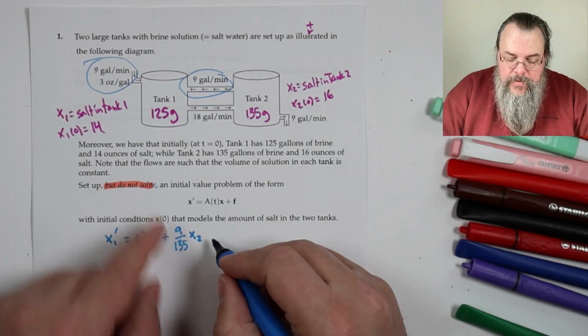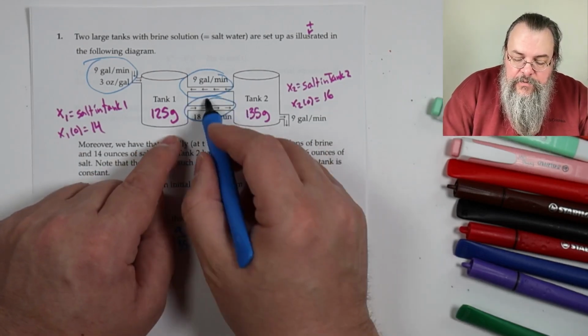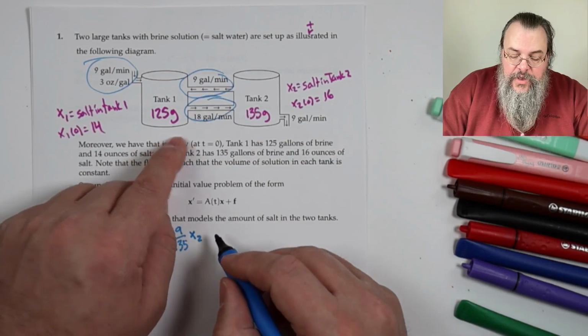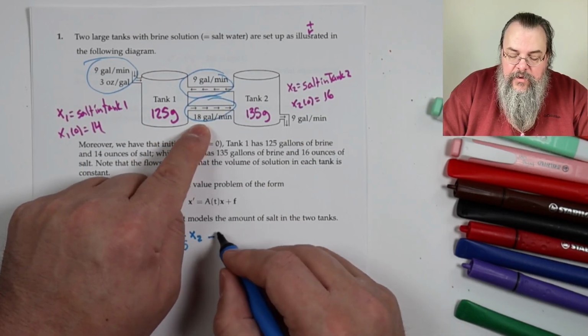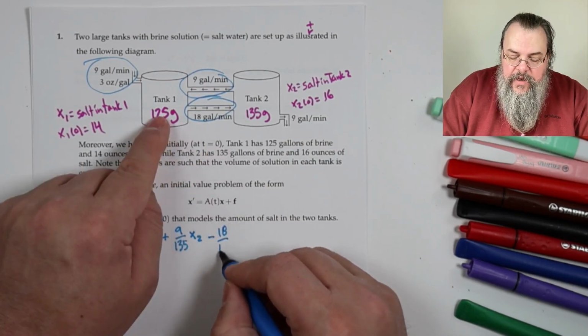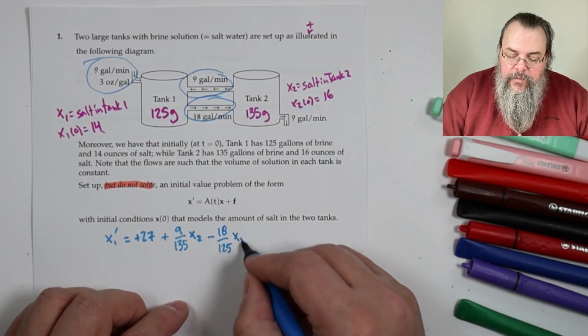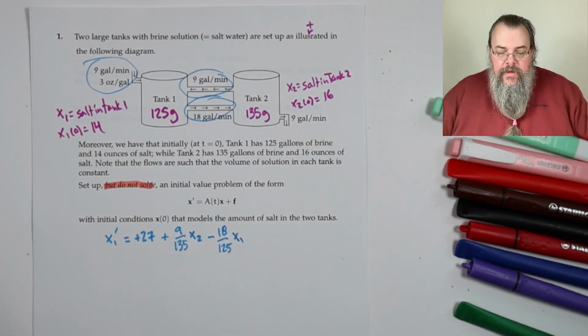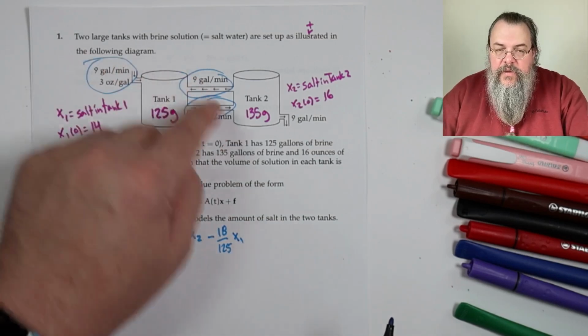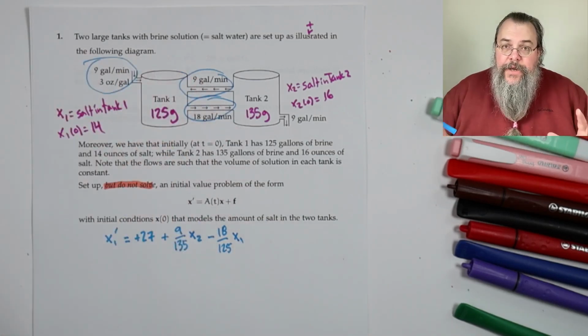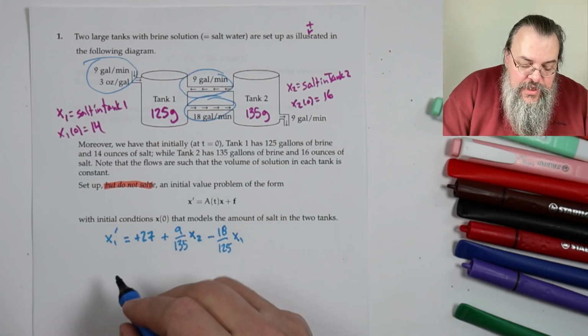Subtract, because we have this outflow, so we're losing salt. How much? Well, we're losing 18 gallons, so it's 18 over 125. That's the proportion of salt leaving, times x1. Okay, so that's accounted for all the pieces attached to tank 1. So there's our setup for x1 prime, how x1 is changing.